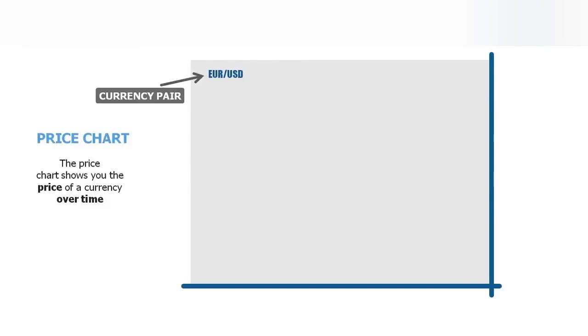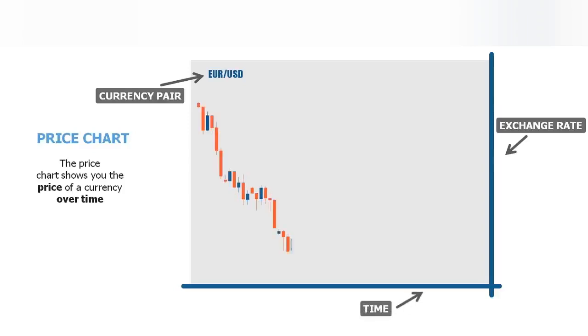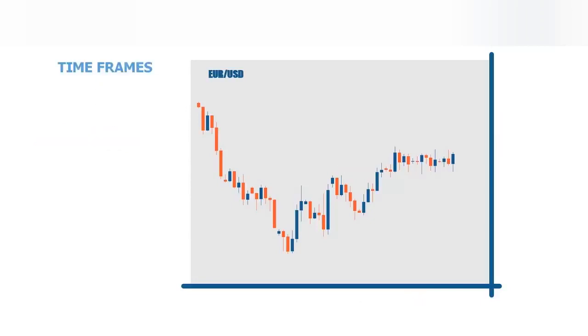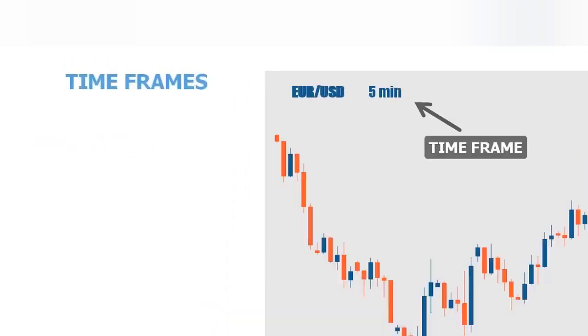If you look at the chart on the right, you can see that the exchange rate is displayed on the right-hand side, and the time is displayed on the bottom. The chart type we use is called a Japanese candlestick chart. It is made up of shapes that look like candlesticks. Each candlestick shows the price developed over a period of time. We refer to this as a time frame. A 5-minute time frame therefore means that each candlestick shows the price development over 5 minutes.